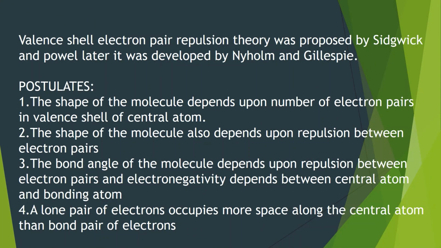Valence shell electron pair repulsion theory was proposed by Sidgwick and Powell. Later it was developed by Nyholm and Gillespie. The main postulates of VSEPR theory are: number 1, the shape of the molecule depends upon the number of electron pairs in the valence shell of the central atom.